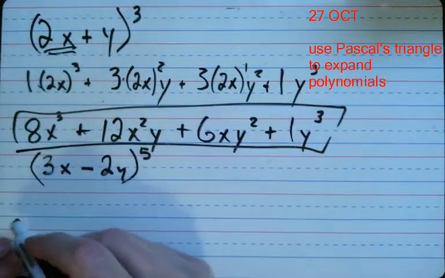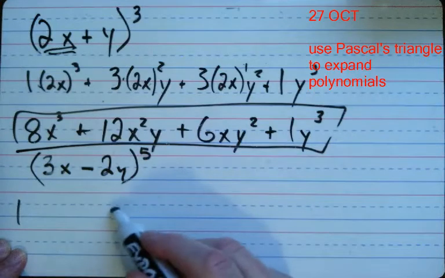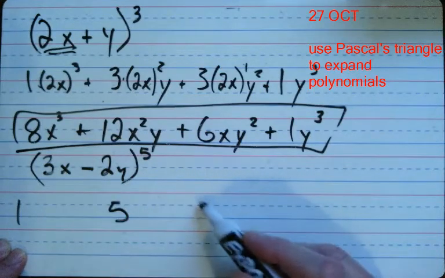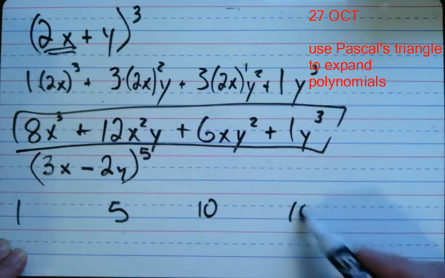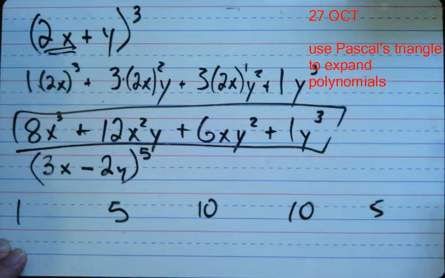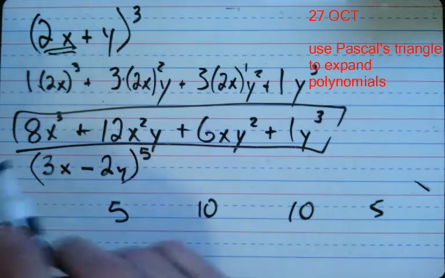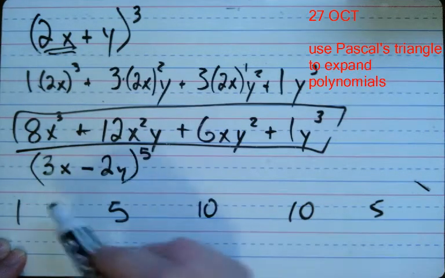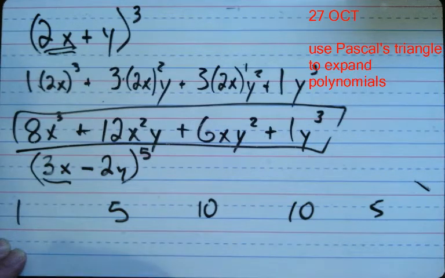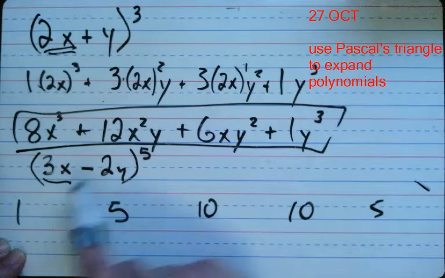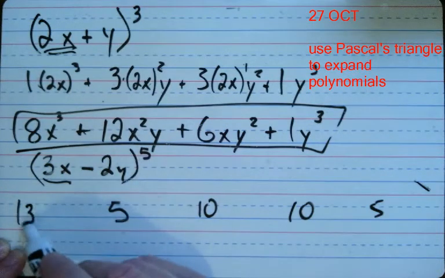So I've got 1, 5, 10, 10, 5. Where can I put the 1? I'll put the 1 right here. Is there going to be room? Maybe. Okay. So remember, you have to take the first thing to the fifth power. So that's 3x.